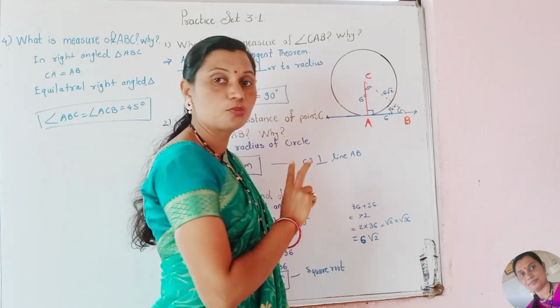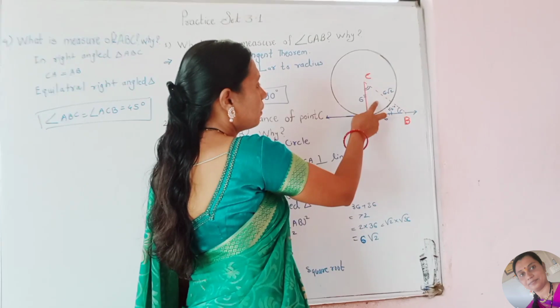CA is equal to AB because both are 6 centimeter. Now it is formed as an equilateral triangle.